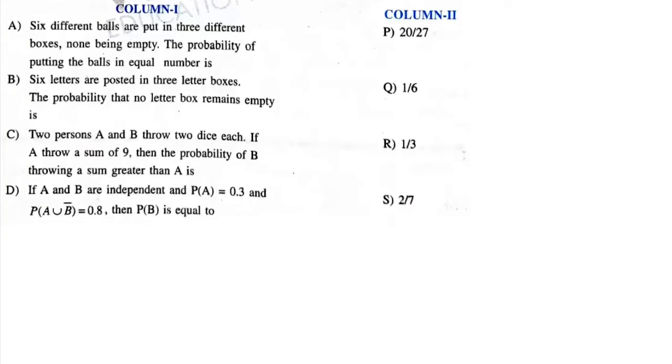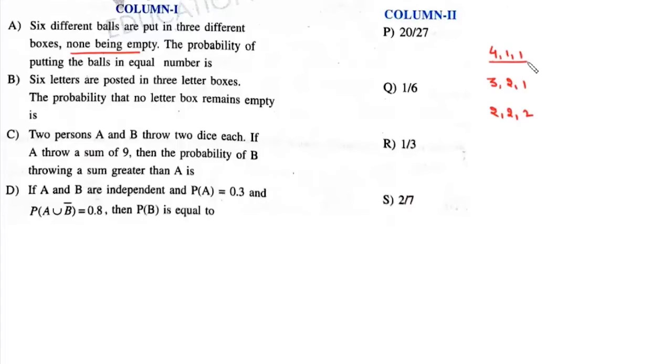Now here the question is, 6 different balls are put in 3 different boxes, none being empty. The probability of putting the balls in equal number is. Now we have 3 boxes and they're different, say first, second and third. Now how can we put the balls in them so that none of them is empty? First we'll figure out in how many ways we can distribute the balls so that none of the box is empty. Now either it could be 4, 1, 1, or it could be 3, 2, 1, or it is 2, 2 and 2. So these are the 3 possible cases.